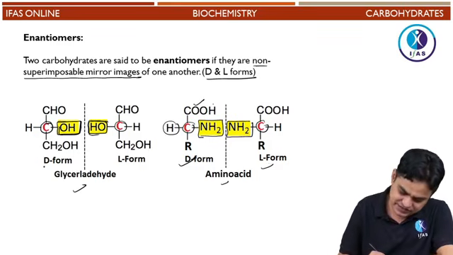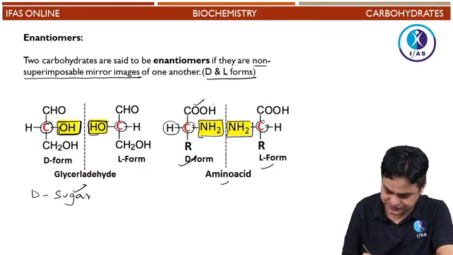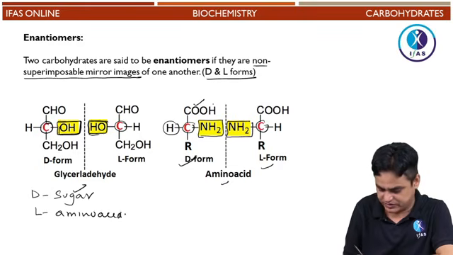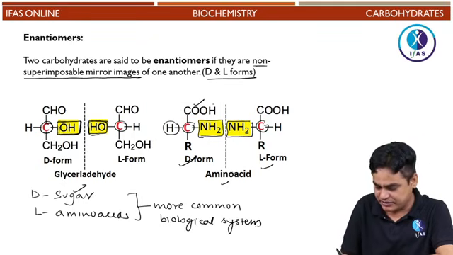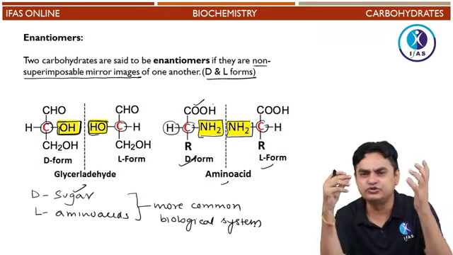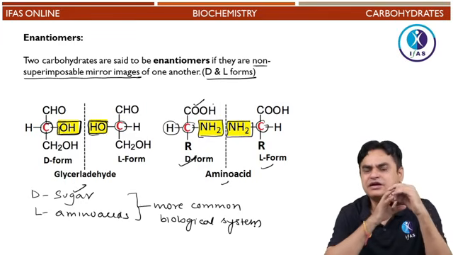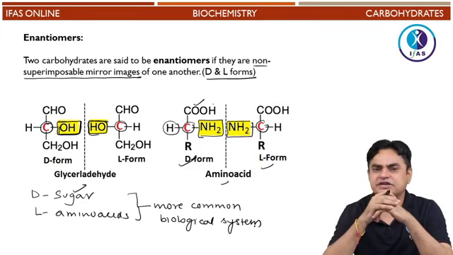What you find is that these D forms of sugars and L amino acids are more common in biological systems. We are not saying that the other form cannot be there. The other form may be there, but the major sugars we find in biological systems are D form, and the major percentage of amino acids we find in biological systems are in the L form.